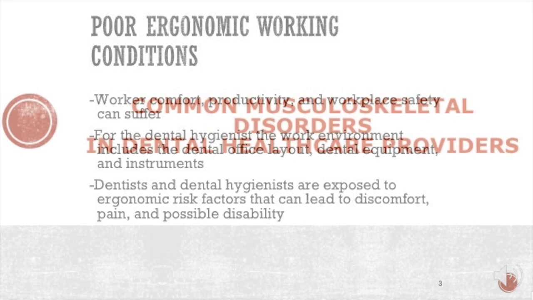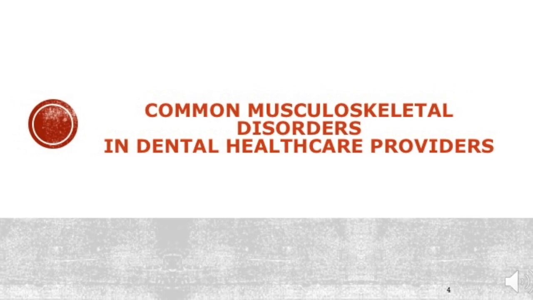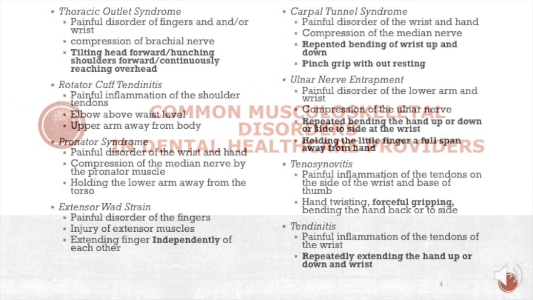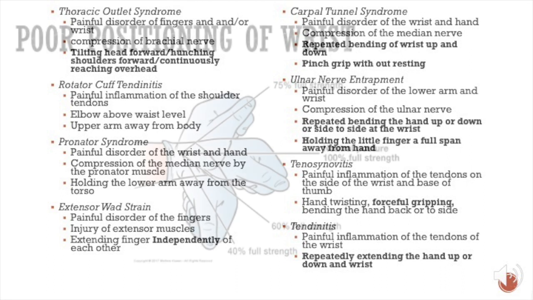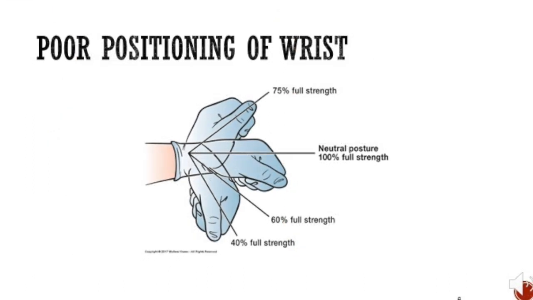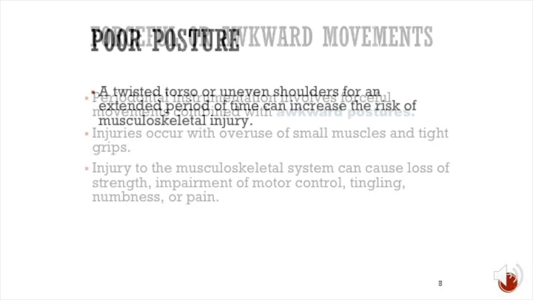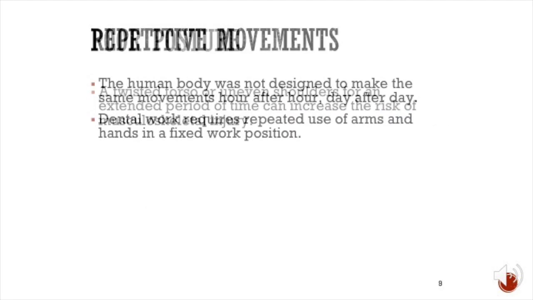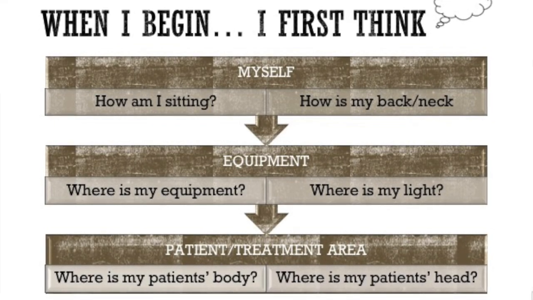If poor ergonomics are followed, the dental health care provider can suffer from many musculoskeletal disorders, such as rotator cuff tendinitis, extensor wad strain, carpal tunnel, ulnar nerve entrapment, and tendinitis, to name a few. Many of these disorders are caused from poor positioning of the wrist, forceful or awkward movements, poor posture, and repetitive movements. Therefore, before you begin treatment, you want to think about the following things.